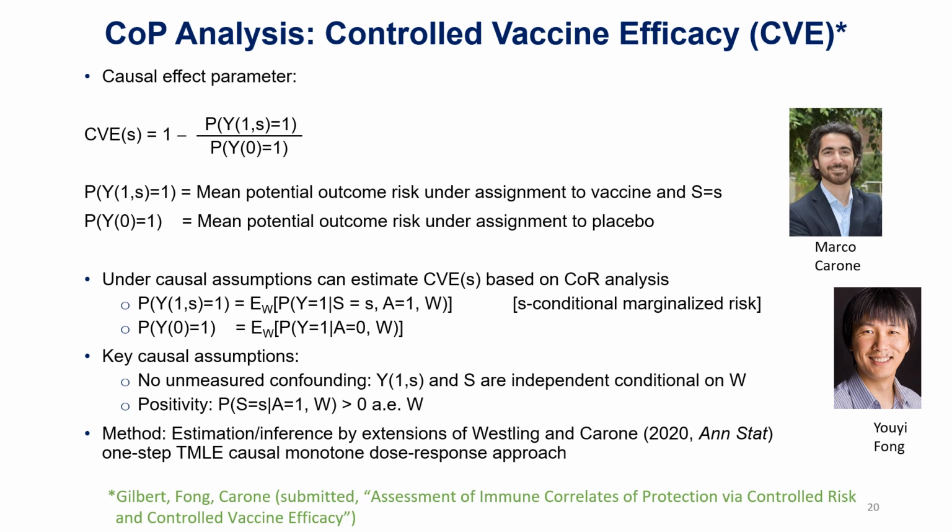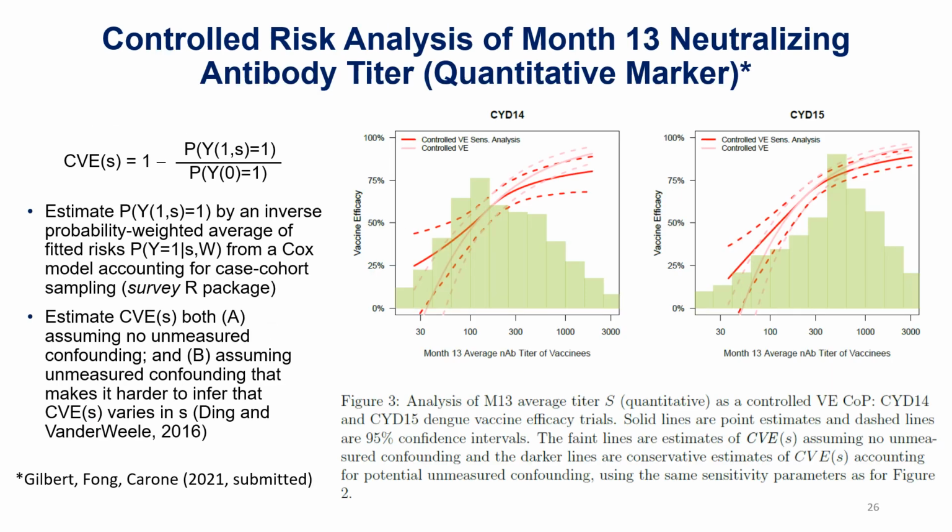And then in causal inference, we basically need a no unmeasured confounding assumption, and we need a positivity assumption. And if these assumptions hold, then we can estimate this controlled vaccine efficacy parameter. This slide is showing application of this framework to the Dengvaxia trials, where we happen to use a Cox model to estimate conditional disease risk, and then averaged over those conditional risks to get at our numerator here.